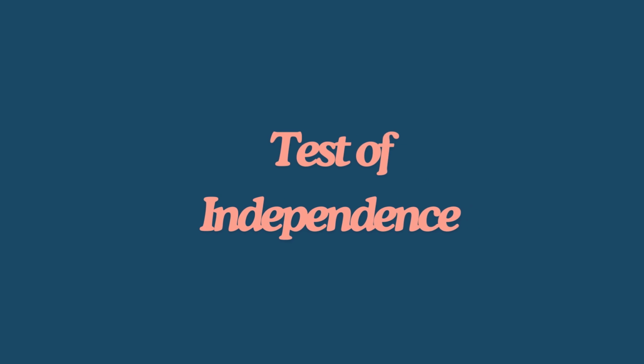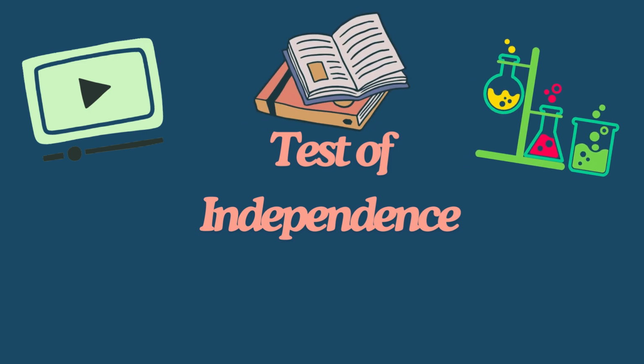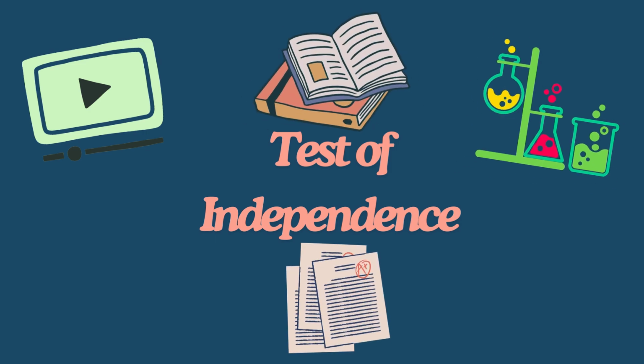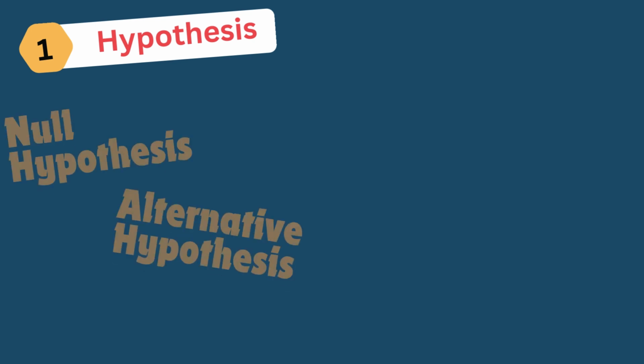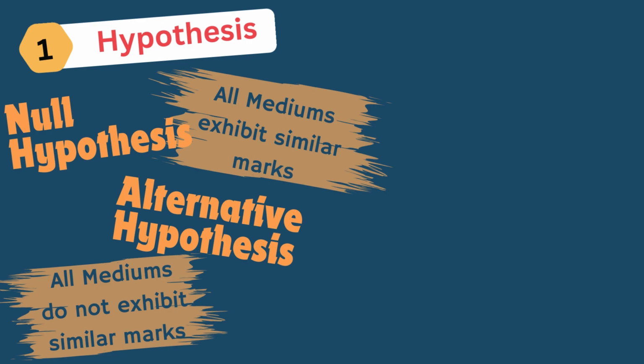Now let's go to chi-square test of independence. Here I will take the example of different educational mediums like videos, experiments and books which can lead to higher marks. So step 1, form the null hypothesis and the alternative hypothesis, which will be that all mediums will and will not exhibit similar marks respectively.